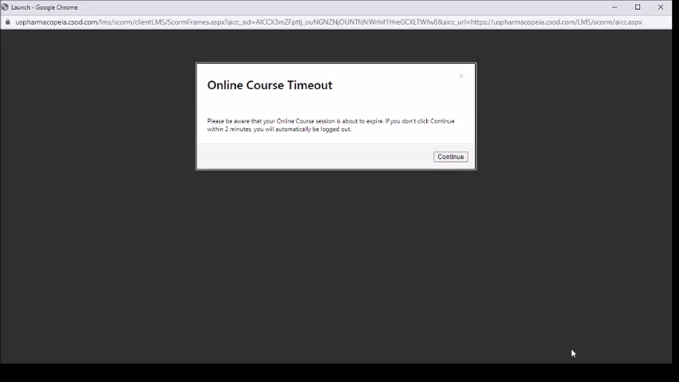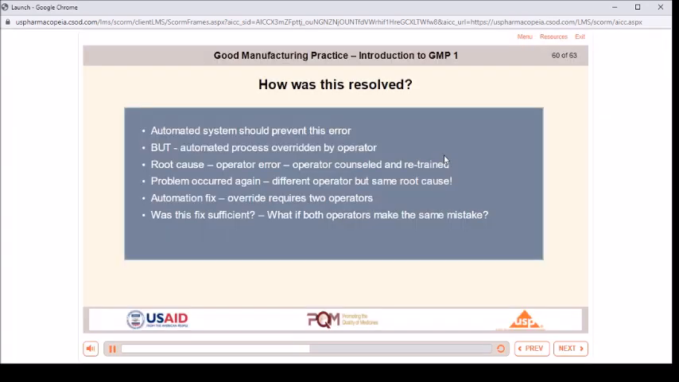However, the retraining of the operator was not sufficient because the same problem occurred again, this time involving a different operator. After the second incident, the company introduced a fix in the software to prevent such an operator intervention without a second operator checking. Was this fix sufficient? The risk still remains because two operators, both with a vested interest in taking a shortcut, could still, together, override the system, and there is a risk, albeit a much smaller risk, that both operators could make the same mistake.